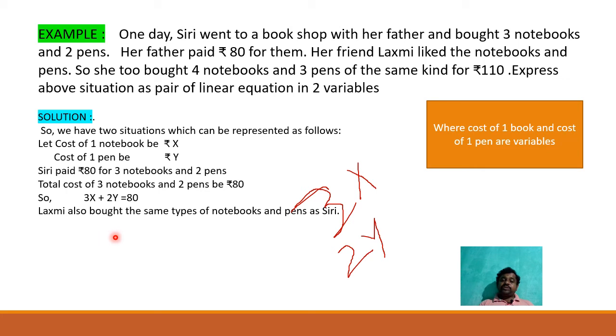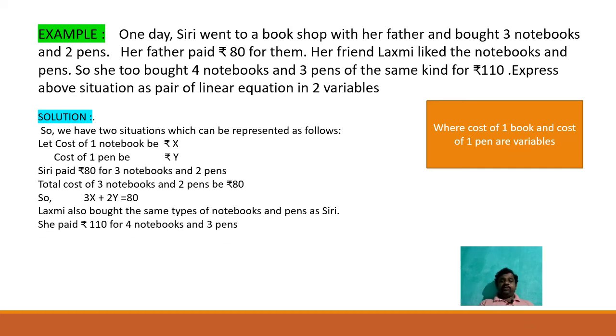Now Lakshmi also bought the same types of notebooks and pens as Siri. Observe here, the notebooks and pens are the same, both Lakshmi and Siri bought. So the cost of one notebook be x rupees, the cost of one pen be y rupees. Lakshmi paid 110 rupees for 4 notebooks and 3 pens. Now, observe here, total cost of 4 notebooks and 3 pens be 110 rupees.